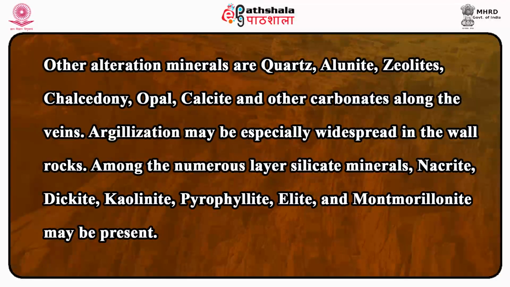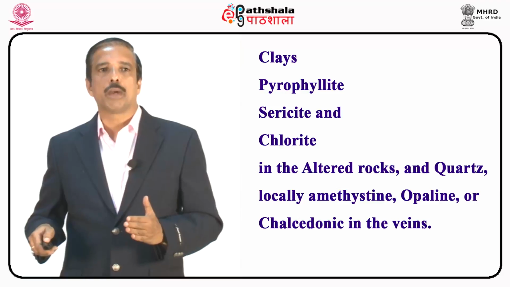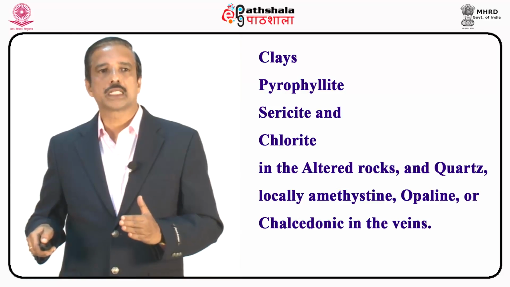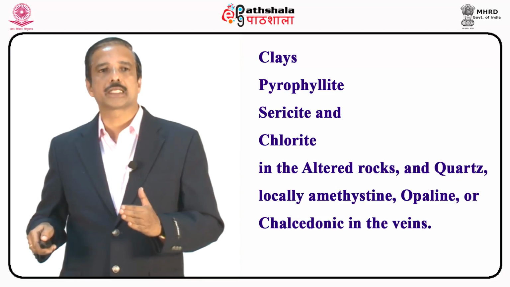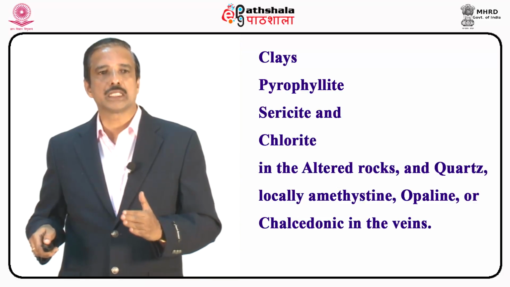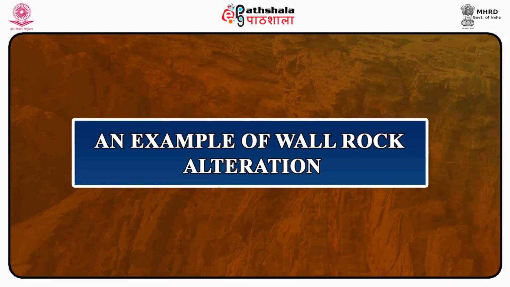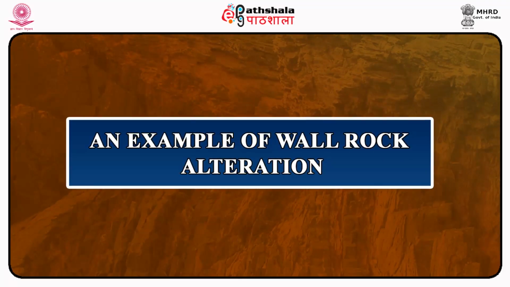Among the numerous layer silicate minerals, nacrite, dickite, kaolinite, pyrophyllite, illite and montmorillonite may be present. Probably the most diagnostic minerals are the clays, pyrophyllite, sericite and chlorite in the altered rocks and quartz, locally amethystine, opaline or chalcedonic in the veins. The next module of this talk is an example of wall rock alteration.